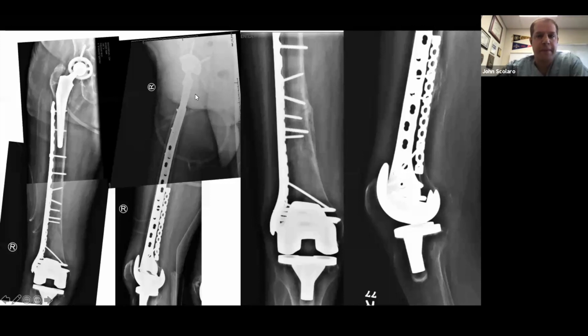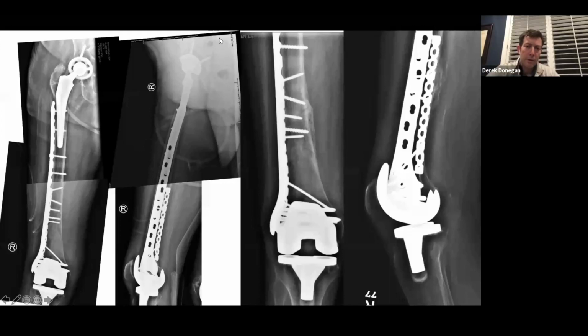You're good. Yeah, I think what you bring up is a good point, though. If you do think about nailing this, you have to do something to address the stress riser between the two, especially in osteoporotic bone, right? So I think that's important.